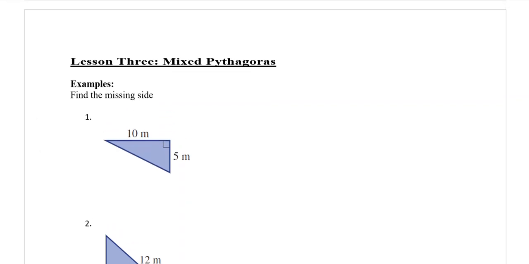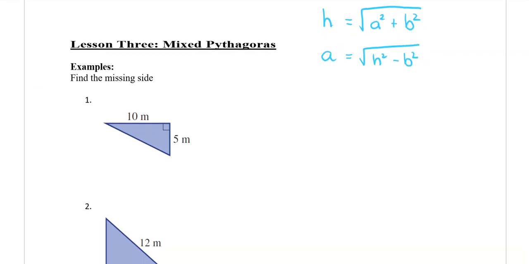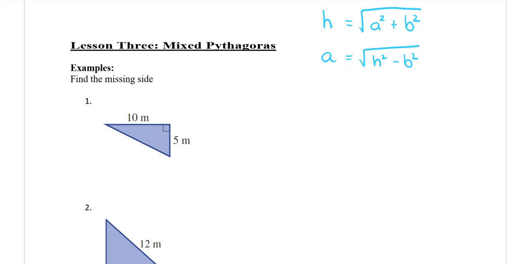So let's quickly recap. The formula for finding the longest side is h, for hypotenuse, equals the square root of a squared plus b squared. If we are trying to find a shorter side, the formula is a equals the square root of h squared minus b squared. So when we look at these questions here, we have to decide which type of question it is so that we choose the right formula. So let's look at our first question.